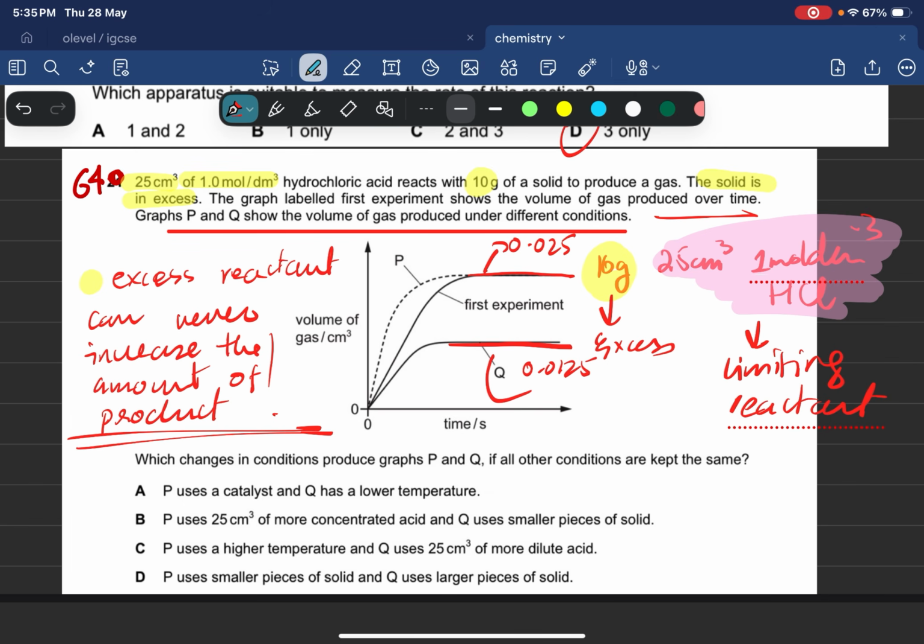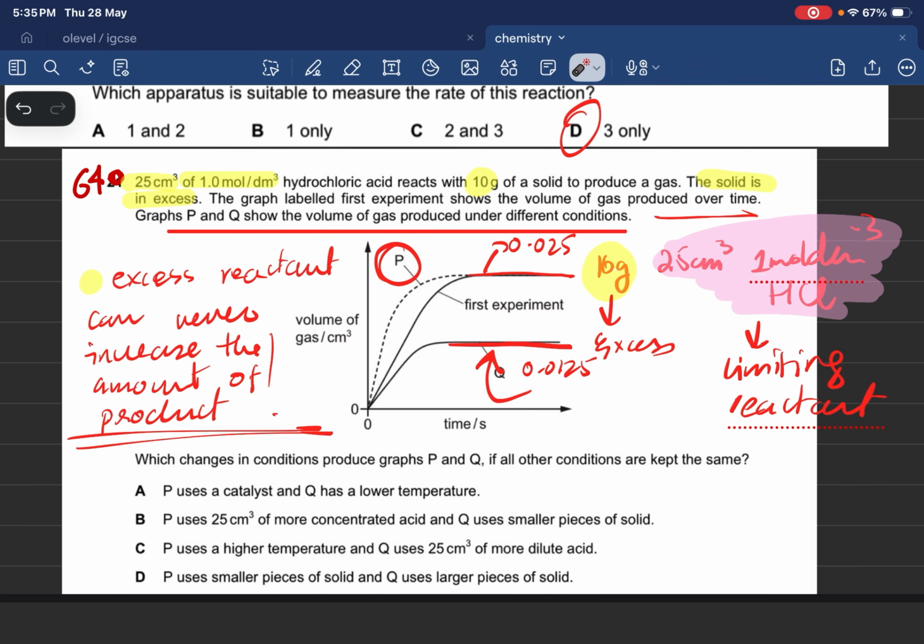0.0125 moles in Q of HCl. I don't even need to do anything. And for P, I have a higher temperature because only or something, I cannot have more concentration. No. There can't be more concentration, because if you increase the concentration, you're going to increase the moles. And if you increase the moles, you are going to increase the product, because this is your limiting reactant. I don't know if you guys are understanding the depth of this concept, which is very important.